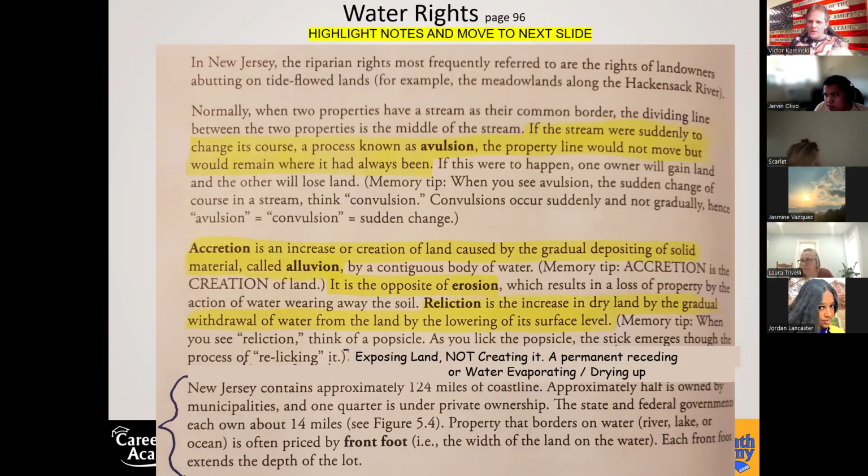It was just underwater. So either the tide went out and didn't come back, or it could be the water in a pond or lake that dried up, and now you have more usable land. Those are the two ways that reliction creates more usable land. It's not creating new land, it's just making it usable because the water dried up or the tide went out and didn't come back. That's why I had you right here at the end of this sentence. Exposing land, not creating it. A permanent receding or water evaporating / drying up.